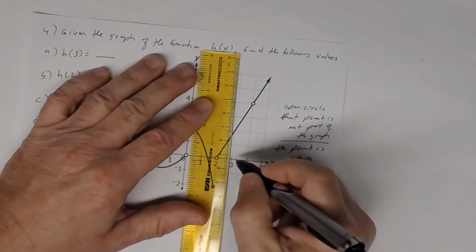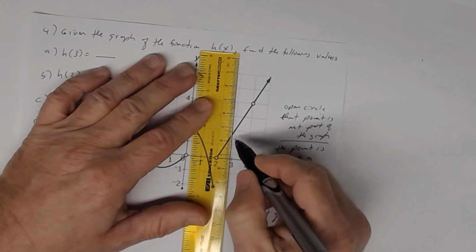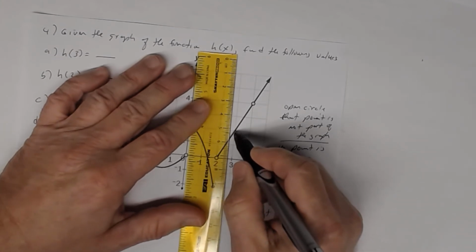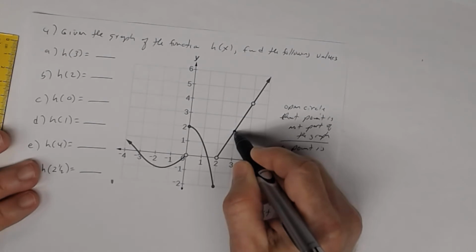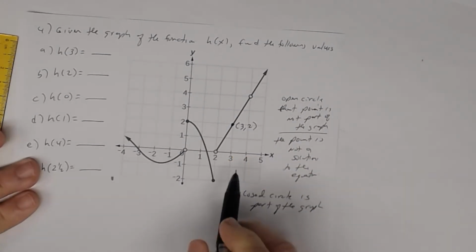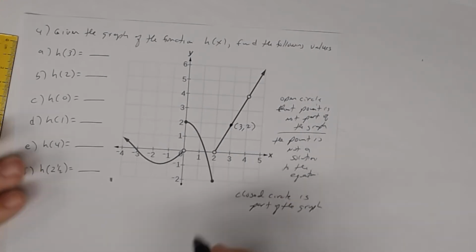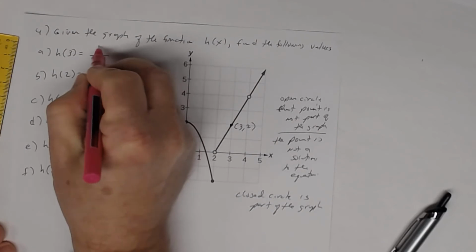So I'm going to go along the x-axis right here, and I'll put a dot where it intersects the graph right here. So that's the point 3, 2. So when x is 3, what's that y value? Well, that y value is 2. So the answer is 2. All right.